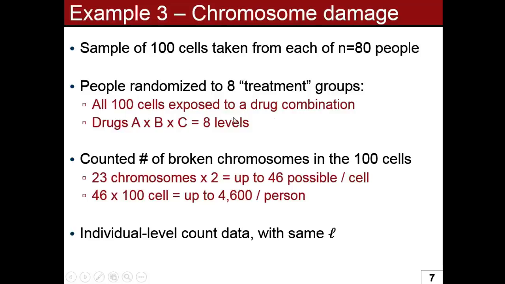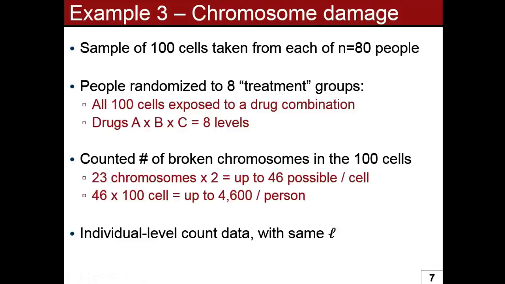Now in each cell there's chromosomes, and you're looking for chromosomal breaks. Imagine 23 times 2, you have 46 chromosomes hanging around. You're looking at how many of the 46 are broken. So the basic idea is that there's this sampling universe. If you follow this through, there's up to 4,600 chromosomes that could be broken in a person because you took 100 cells from them. The objective of this experiment was to count the number of chromosomes that were broken per person, to understand whether one drug combination led to more chromosomal breaks than another.